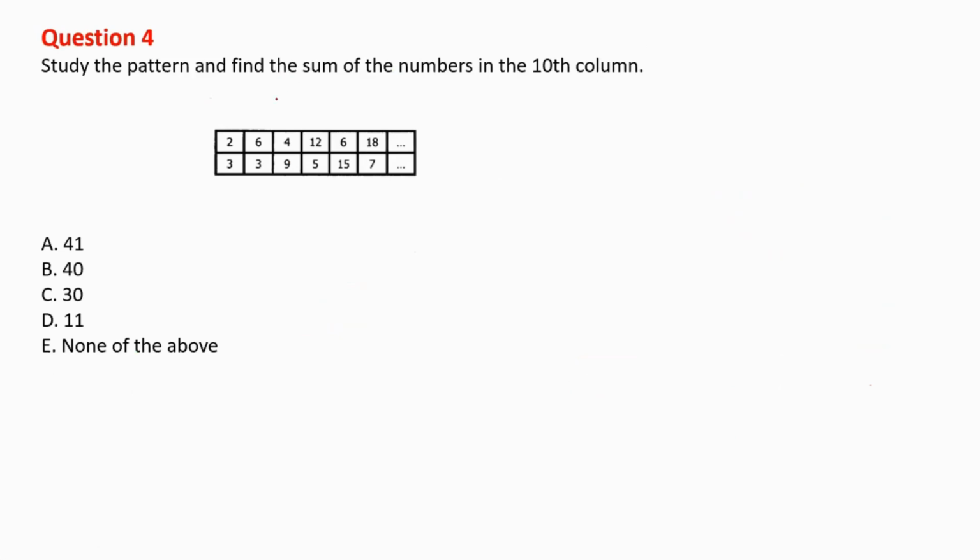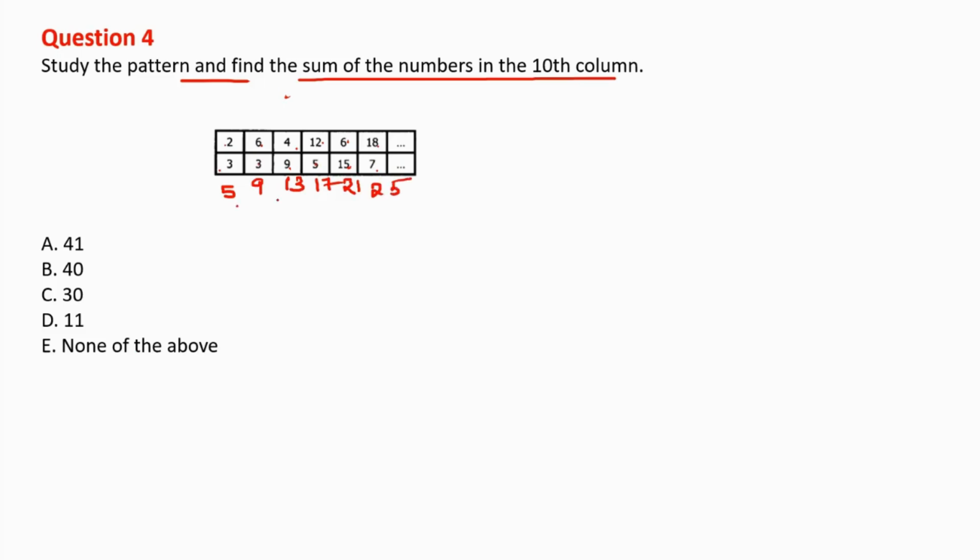Moving on to the next question. Study the pattern and find the sum of the numbers in the 10th column. See, this is one column. 2 plus 3, adding up to 5, okay? 6 plus 3, the sum is 9. 9 plus 4, the sum is 13. 12 plus 5, the sum is 17. 15 plus 6, the sum is 21. 18 plus 7, what's the sum? 18 plus 7, that's 25.